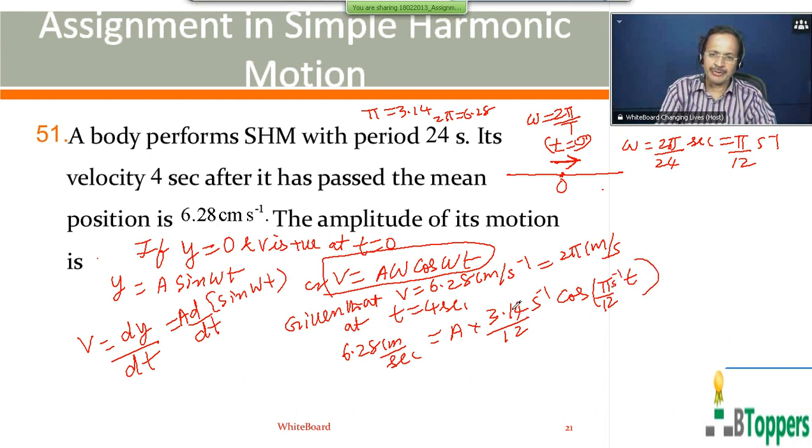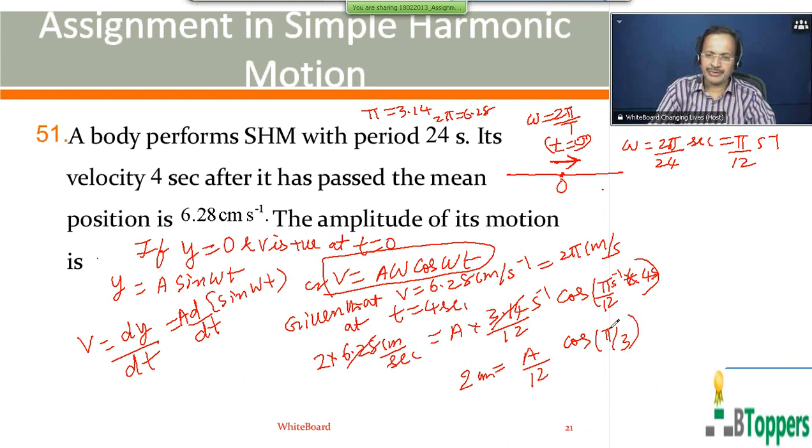Omega is pi by 12 per second. Pi is 3.14, so 2 can be cancelled against 6.28, two times. So at t equal to 4 seconds, you can substitute here. So you get x equal to 2 centimeter times pi by 12 times cos pi by 3.